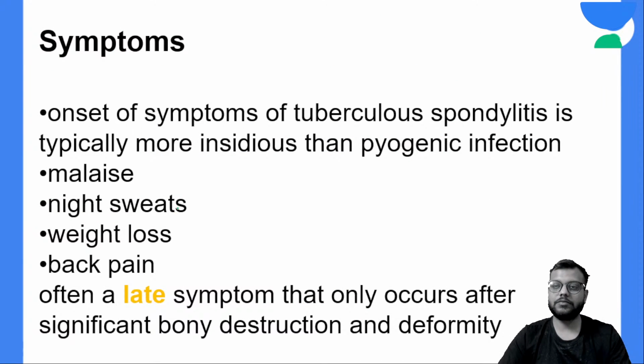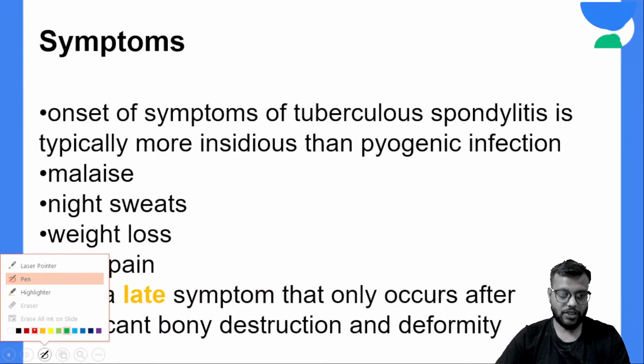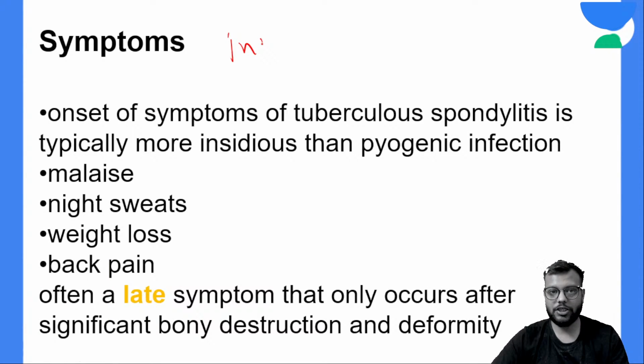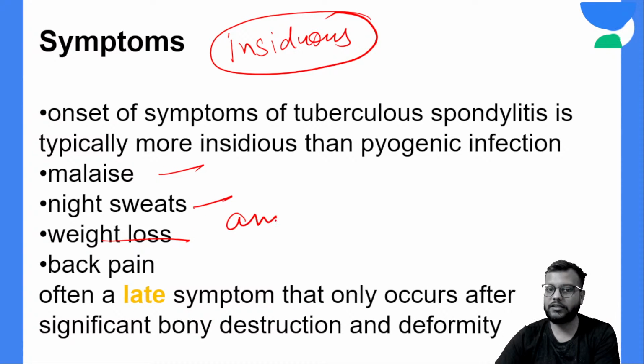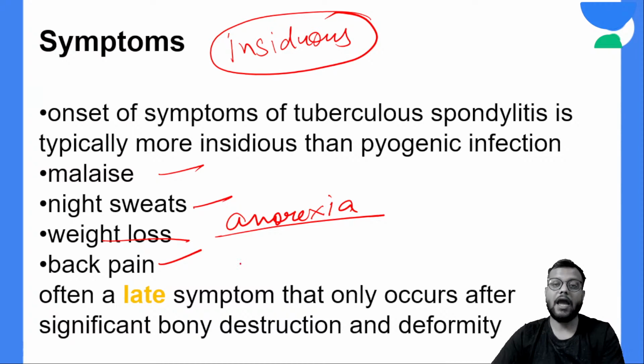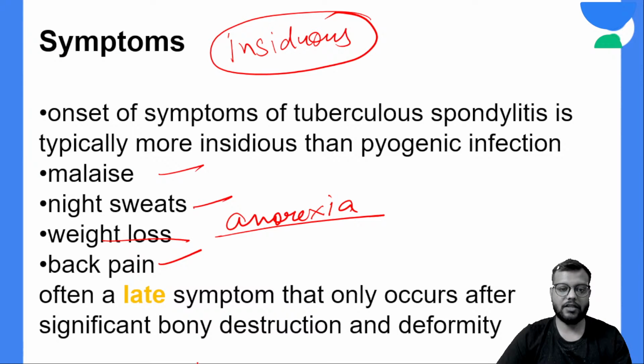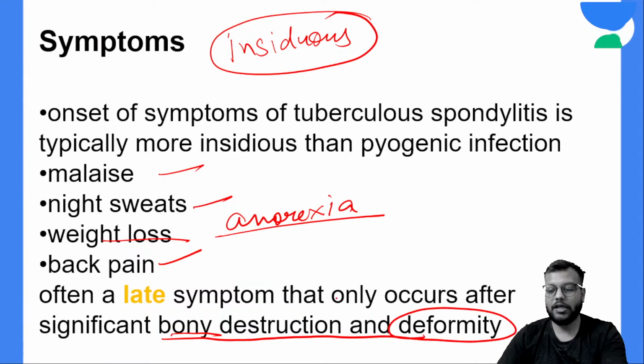Now the symptoms, as we have discussed, as compared to the pyogenic one, will be insidious in onset. And there will be typical symptoms in case of tuberculosis like malaise, night sweat, weight loss, anorexia, that is decrease in appetite. Obviously there will be back pain. And in the later stages when there is bony destruction, there can be deformity also.